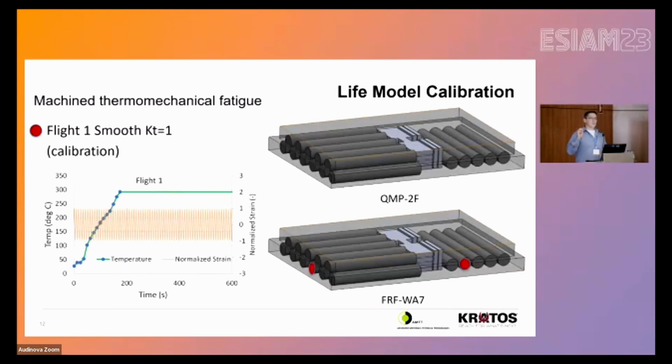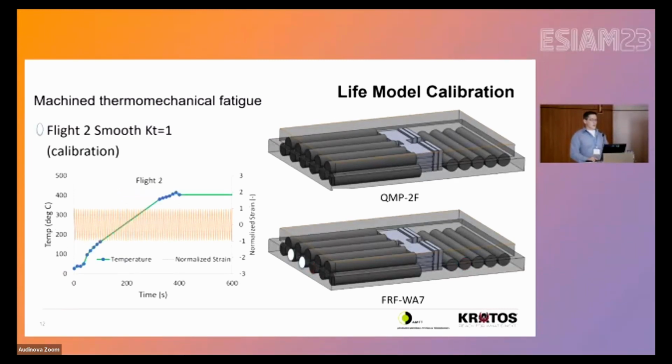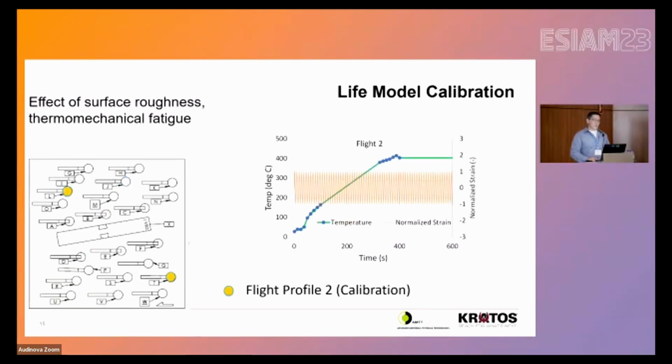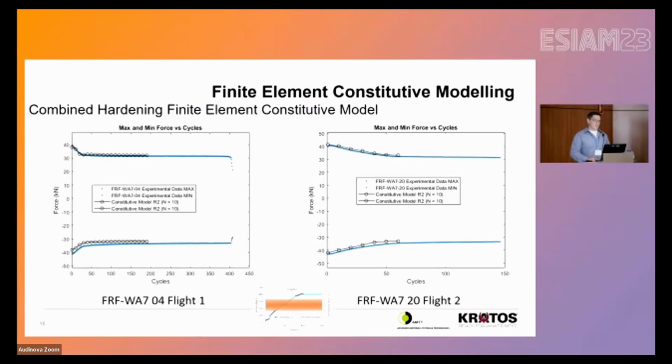Ultimately, in order to calibrate the life model, we ran two smooth specimens from these locations, KT of 1 and machined. Flight profile 2, again, two smooth specimens, KT of 1 machined. Then as built, flight profile 1, as built, flight profile 2.